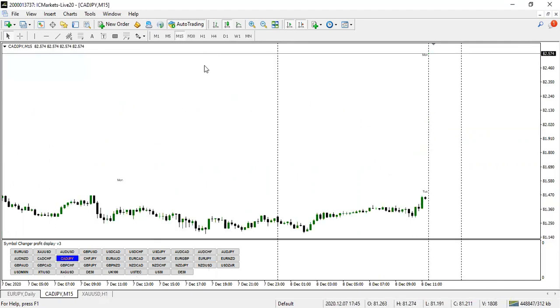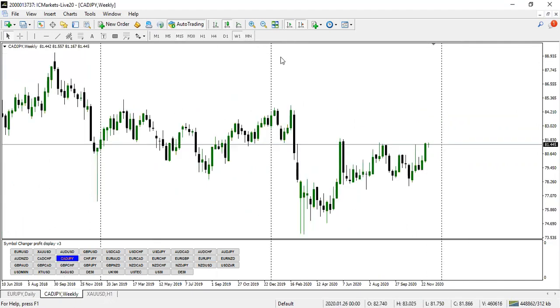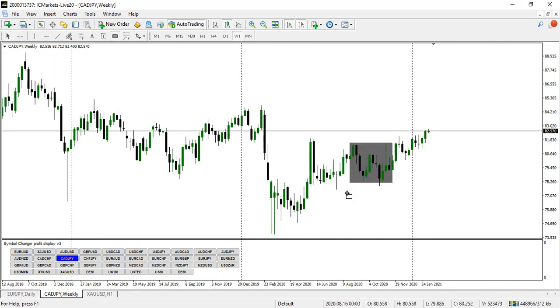So the next pair will be CADJPY. Then on the weekly time frame, as you can see, price was really consolidating around this zone. So we can see accumulation, then manipulation, take out this high, struggling to break that zone too, get rejected here.